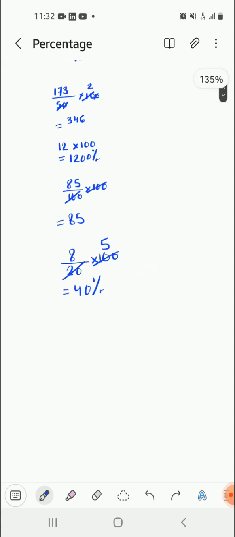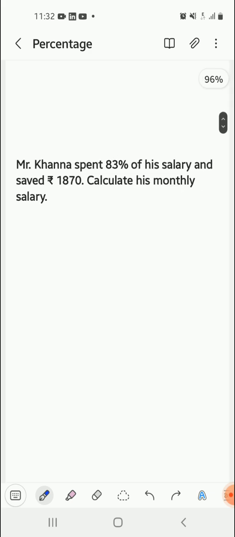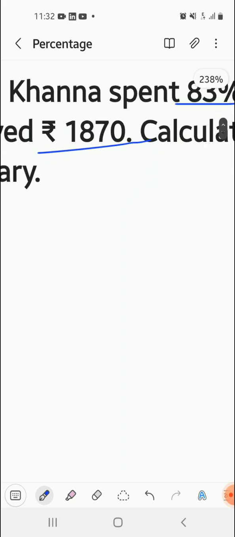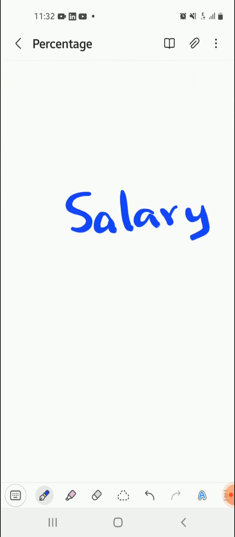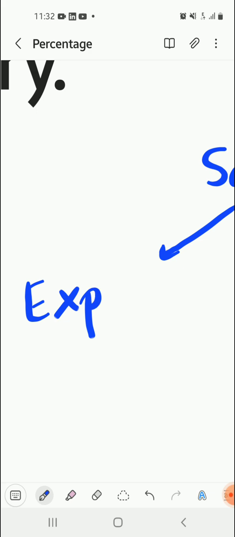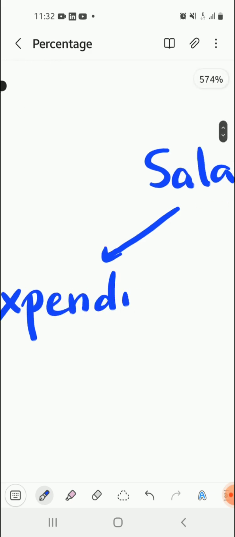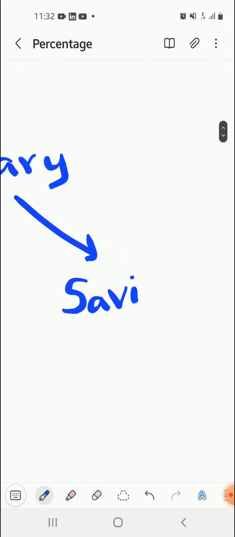Now, we're going to solve some simple sums. See, we're given Mr. Khanna spent 83% of his salary and saved 1870. Now, here we need to understand that there is a salary of a person. He can either spend, that is expenditure. We are writing expenditure. So this is how he is going to spend his money, and the other part of the salary he can save, so that becomes my saving.